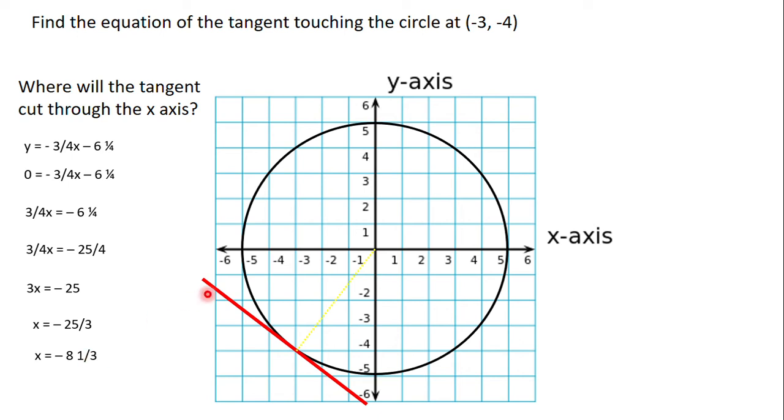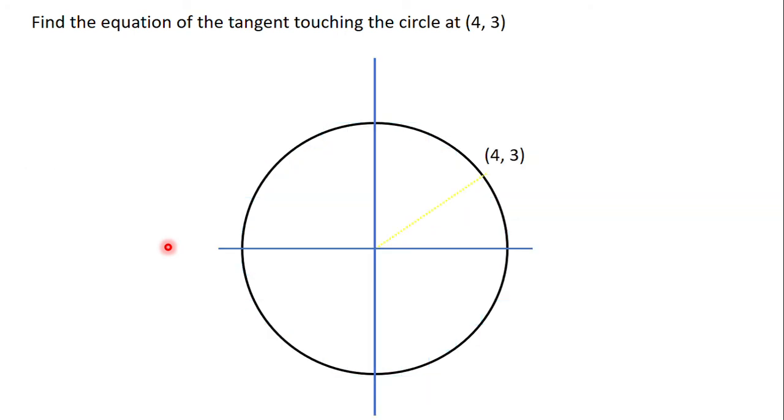And that looks about right. It looks like that line's going to cut through the x-axis at about minus 8 1/3. Always check that your answer looks about right, it looks reasonable, and then you know you've done it correctly. So we've answered those questions. Now you can have a go.